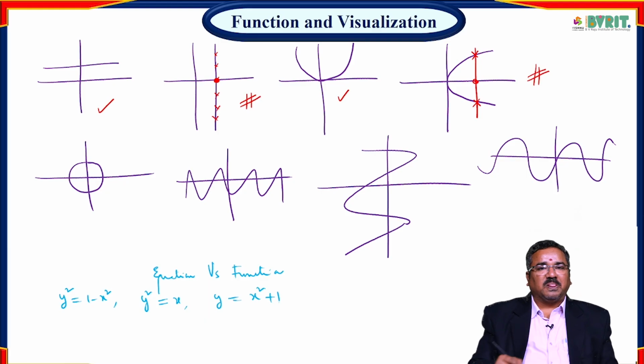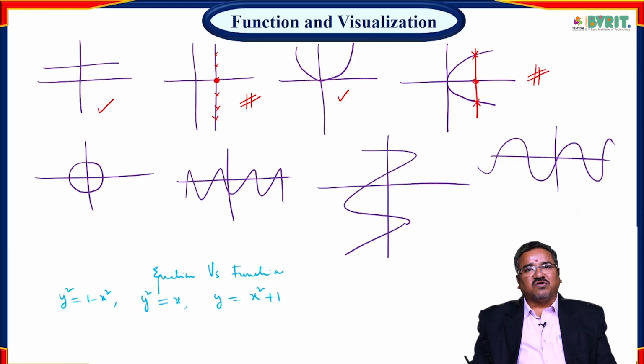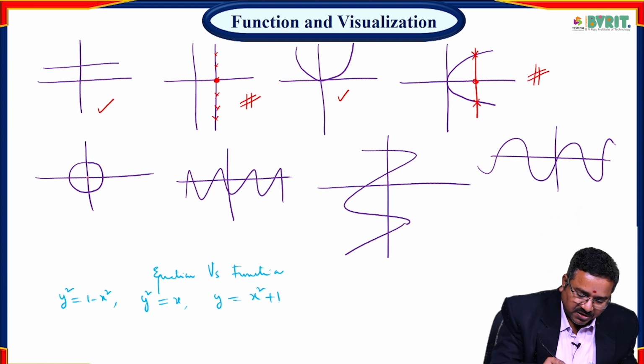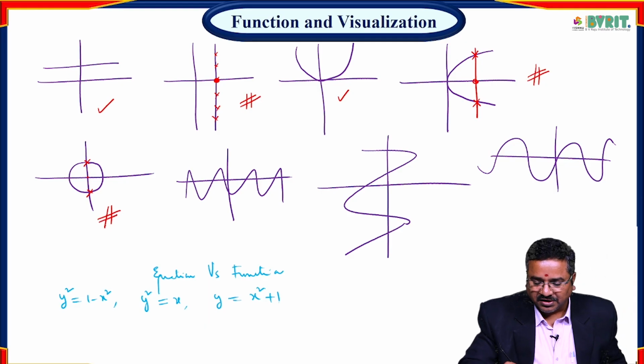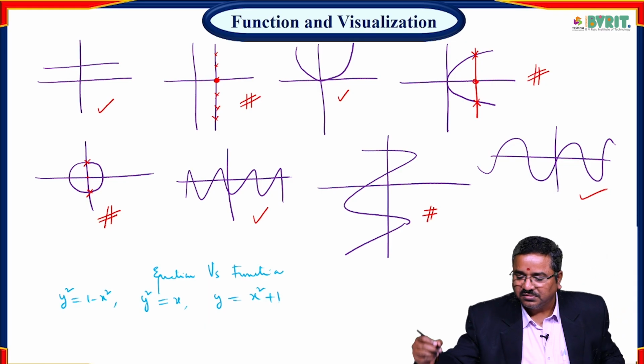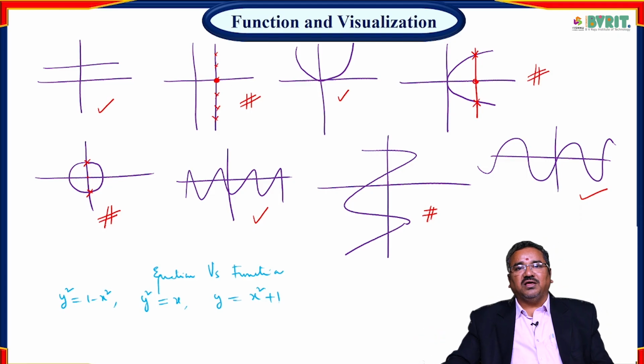But look at this one. Is the circle equation a function? No. Clearly, look at this one. This is mapping to here, this is mapping to here. It is also not a function. So what we conclude graphically: if any line is parallel to the y-axis, it is not a function.